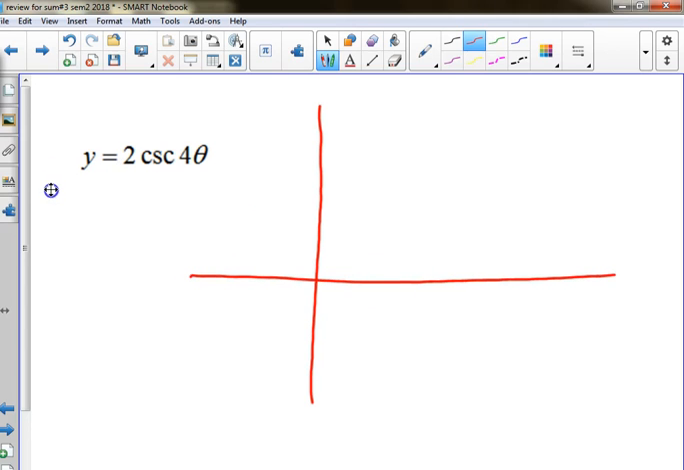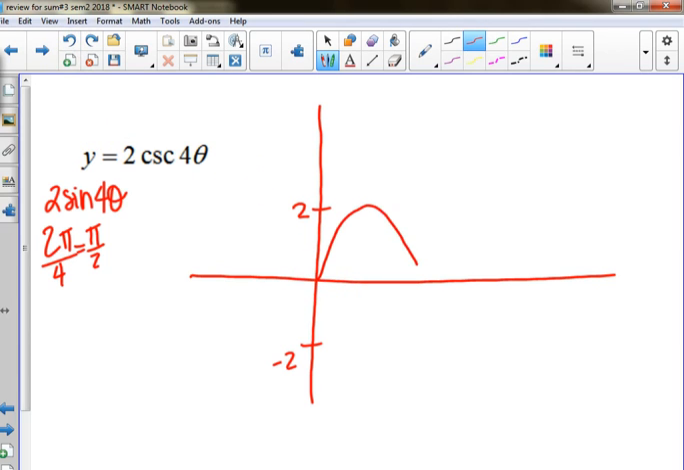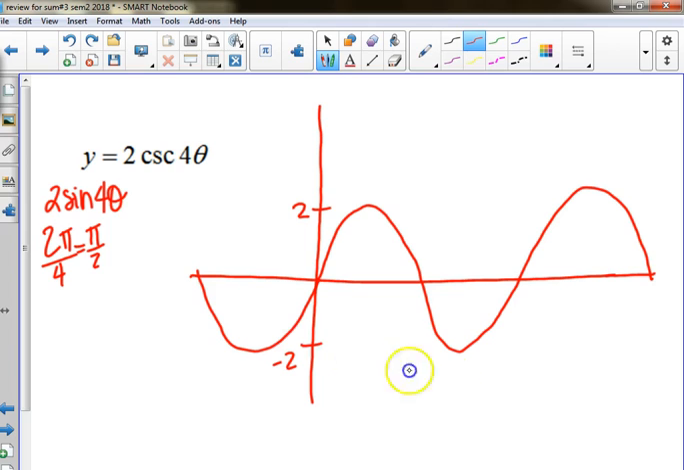This is, what am I graphing first? 2 sine 4 theta. Okay. So this is going to go from 2 to negative 2. What's the period? Okay, big mistake already, sine, right? It should be really small, but I'm not going to worry too much about squeezing it in. Can I do that and squeeze one in over this way? Is that okay?